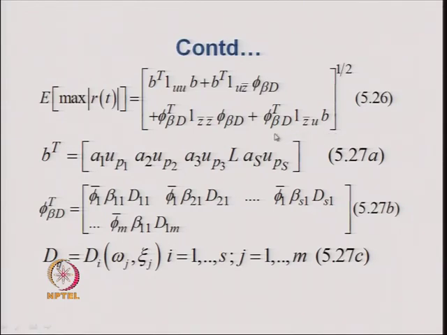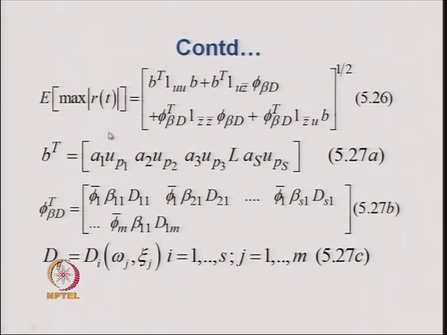B and phi BD are vectors like this, that is, B vector is equal to A1 into UP1, A2 into UP2 and so on. So, if there are S number of supports, then it will go up to AS into UPS. Phi T beta D is given by this expression: phi bar R1 beta 1 1 multiplied by D 1 1, then phi bar R1 beta 2 1 D 2 1, and that's how it goes up to phi bar R1 beta S1 DS1. Then the last series of terms will be phi bar RM beta 11 D1M, and the last term of the series will be phi bar RM beta S1 multiplied by DSM.